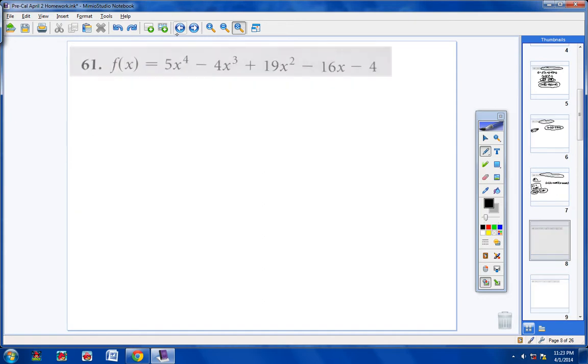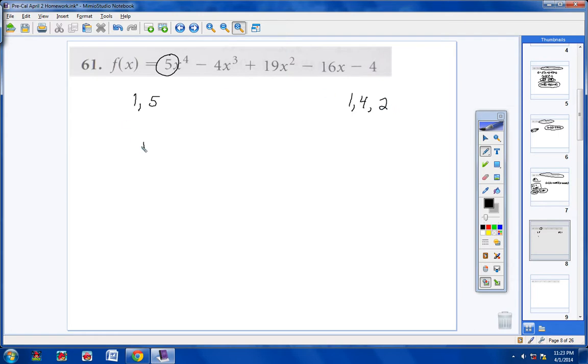Moving on to number 61. Okay, we definitely can't factor this because it's 5 terms, so we're going to list out the possible rational zeros, okay? Now, it's already written in standard form for us, so we're fine there. The lead coefficient is 5, the constant term, or excuse me, the factors of 5 would be 1 and 5, and the factors of 4, your constant term, would be 1 times 4, and 2 times 2. We'll just write the 2 one time.